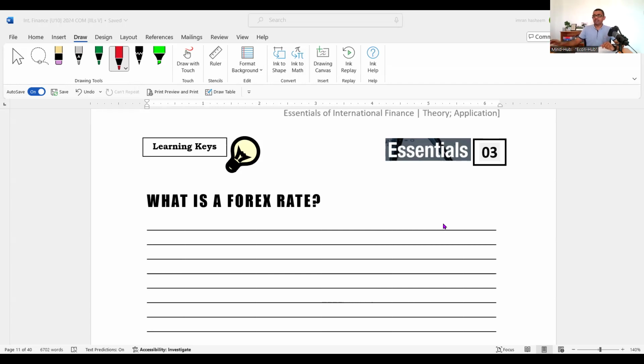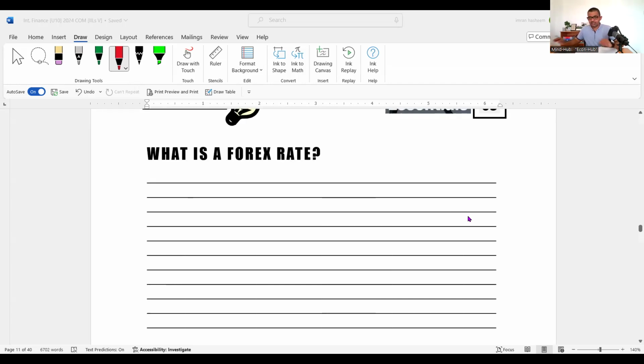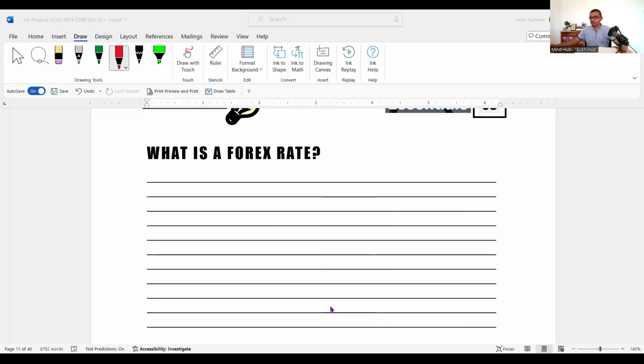Okay, right. So let's start off by writing a small description on what is a foreign exchange rate. Forex stands for foreign exchange. Okay, right. So I'll go to the virtual whiteboard. Hopefully you guys are settled after the break.